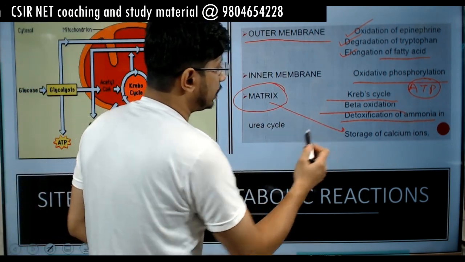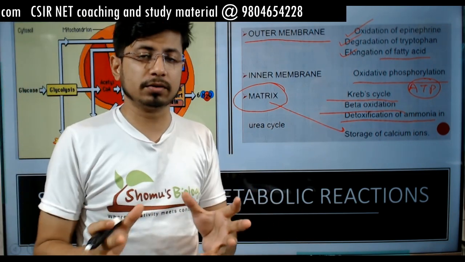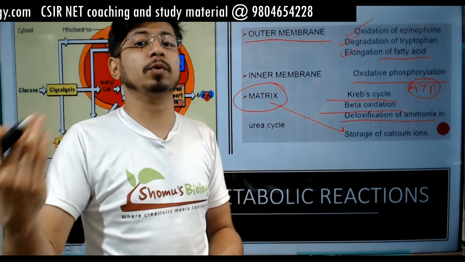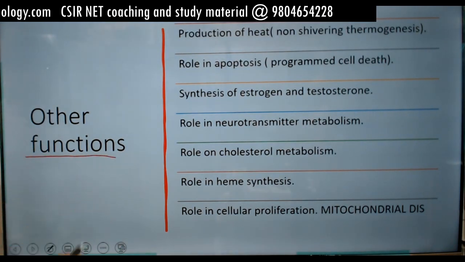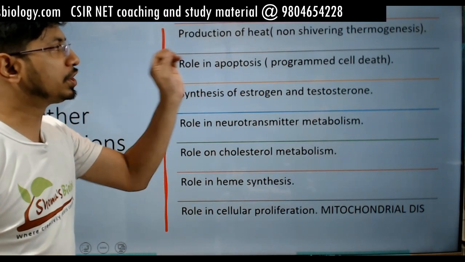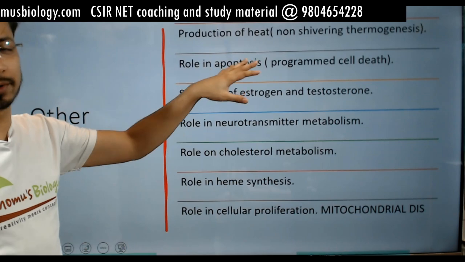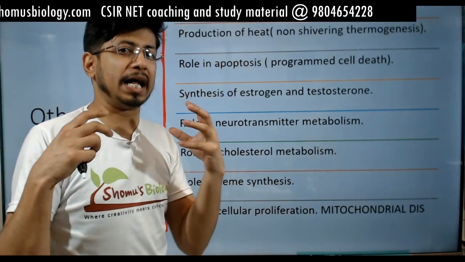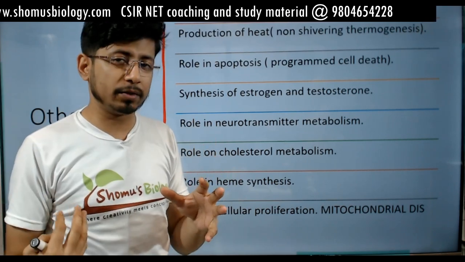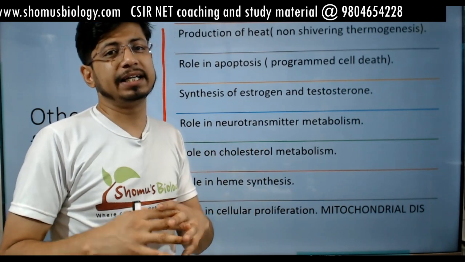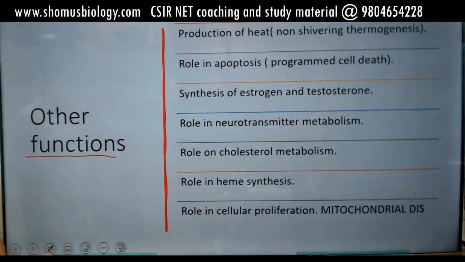The mitochondrial matrix is a huge storage of calcium ions, and when our body needs an efflux of calcium ions into the cytosol, the calcium ions can be transported from the mitochondrial matrix into the cytoplasm. That can be done as well. The other functions of mitochondria are the production of heat for non-shivering thermogenesis and a role in apoptosis, or programmed cell death. If pores are created on the surface of mitochondria and cytochrome C comes out of the mitochondria, it causes the activation of the intrinsic pathway of apoptosis, or programmed cell death.